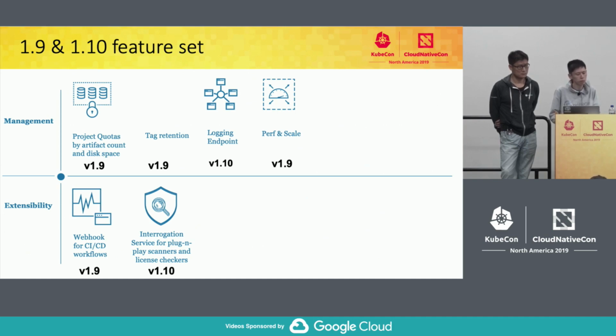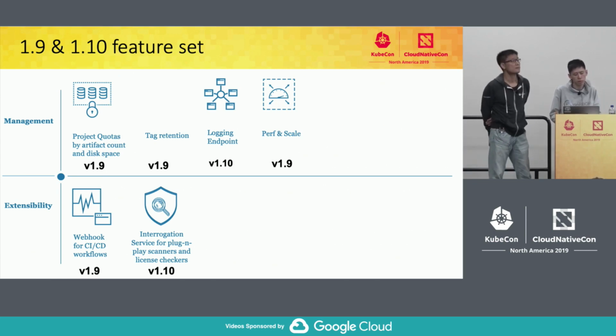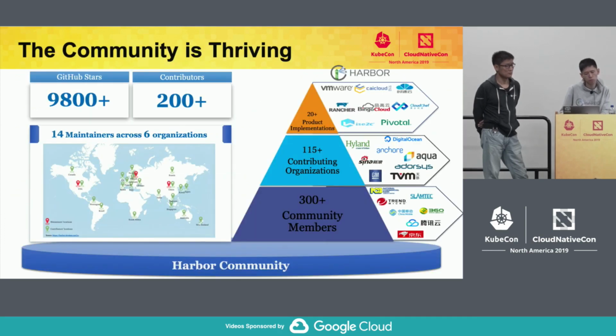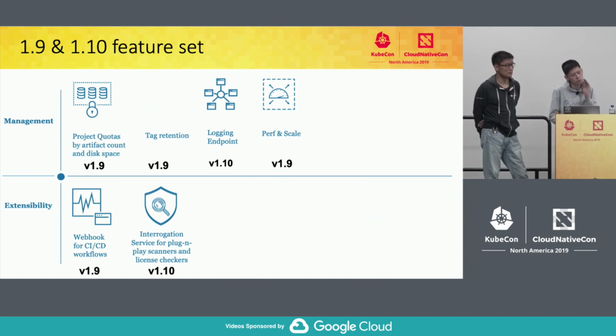So we call the framework that we use to realize this an interrogation service, because it's not just limited to image scanners. So right now it's mostly image scanners, but this out-of-tree solution allows us to extend this capability to other things like compliance checking software, license checkers, et cetera. So that's sort of the feature set that I wanted to cover.